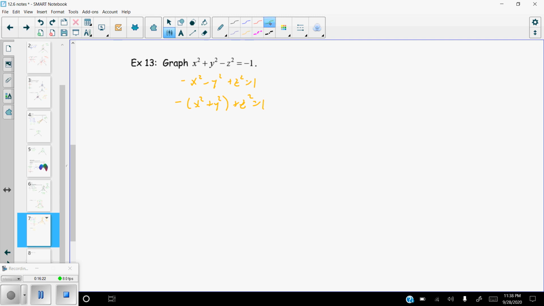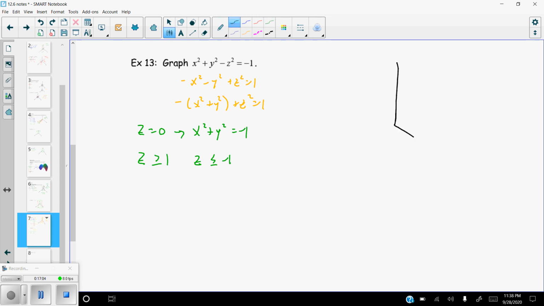So, once again, to figure out what the traces look like, if z is 0, what that really gives you is x squared plus y squared equals -1. Well, that doesn't make any sense. That's trying to tell me I have a circle with a radius of the square root of -1, which basically means there's no value at 0. For z equals 0, there's no value. As a matter of fact, you won't get a value until z is greater than or equal to 1, or z is less than or equal to -1.